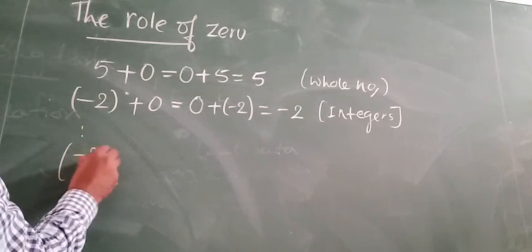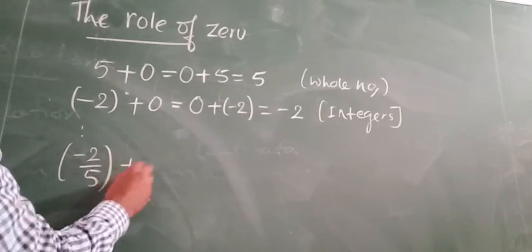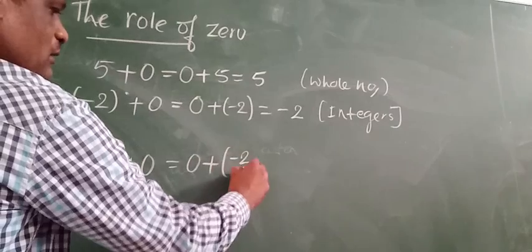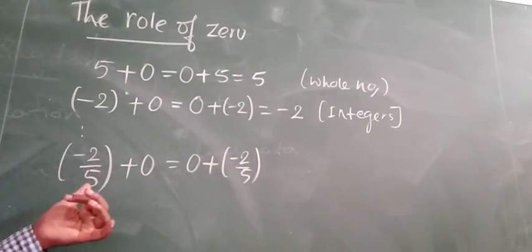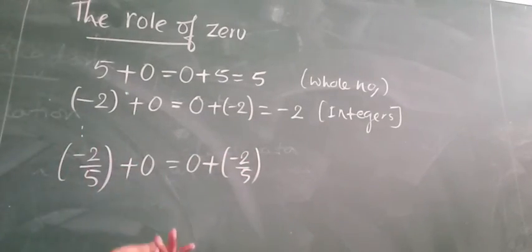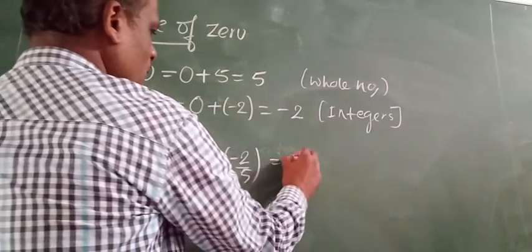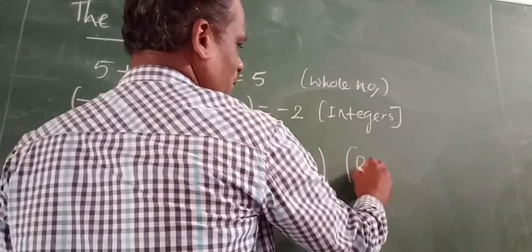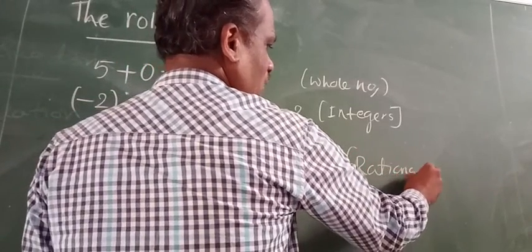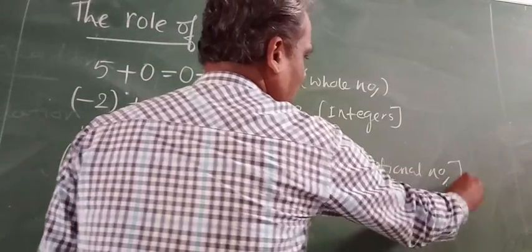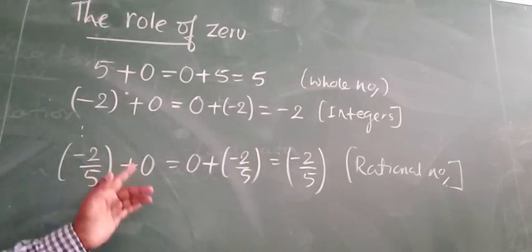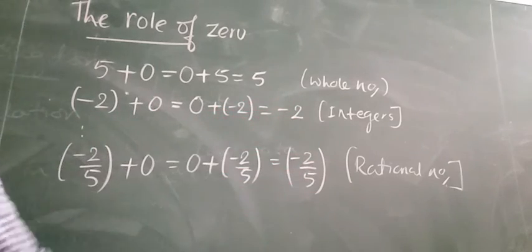I will take minus 2 by 5, you add that one to 0, or 0 to minus 2 by 5. So whether you add minus 2 by 5 to 0 or 0 to minus 2 by 5, the answer is minus 2 by 5 only. Here also the same thing is applicable under rational numbers. Whether you take whole numbers or rational numbers or integers, anywhere the property of 0 is the same. Add 0 to any number, you will get the same number as the sum.